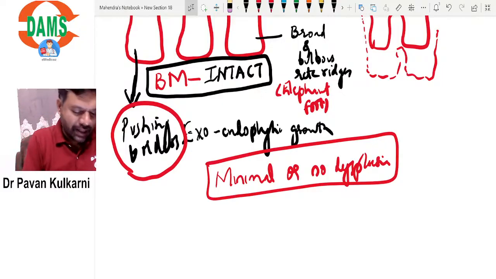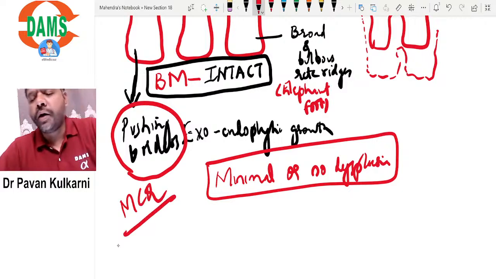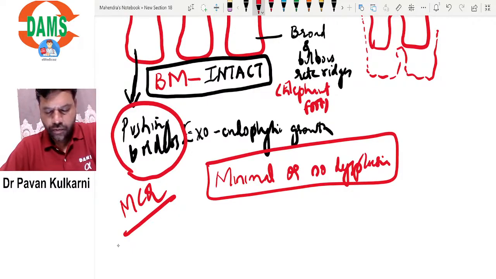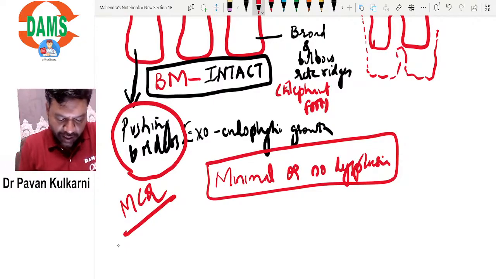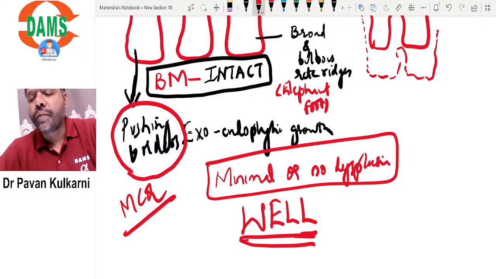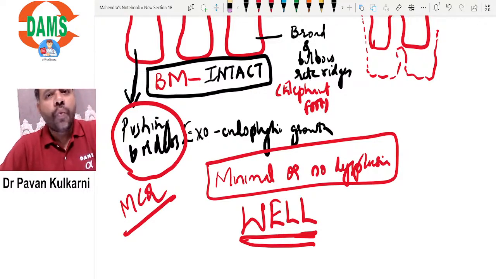See, MCQ can come based on this also. Which carcinoma shows pushing border or pushing margin? Based on this, you call it verrucous carcinoma. So if I have to match here with the grade, I will say that this is a type of well differentiated squamous cell carcinoma. Actually, it is not squamous cell carcinoma. Well grade, well differentiated.